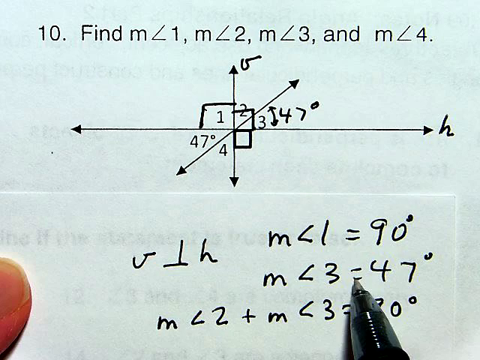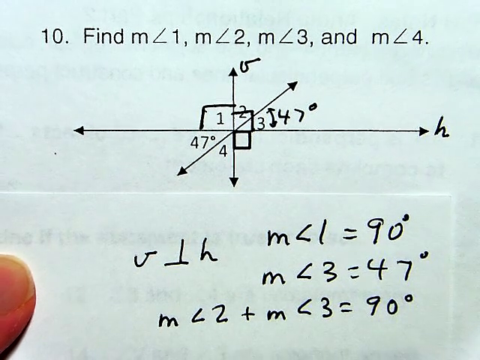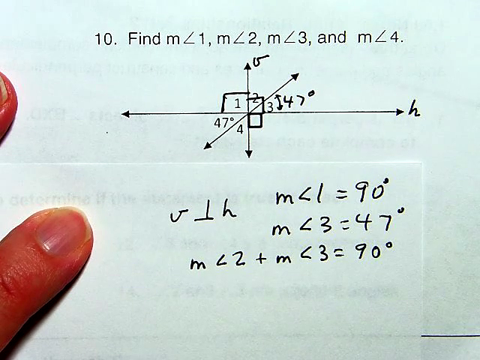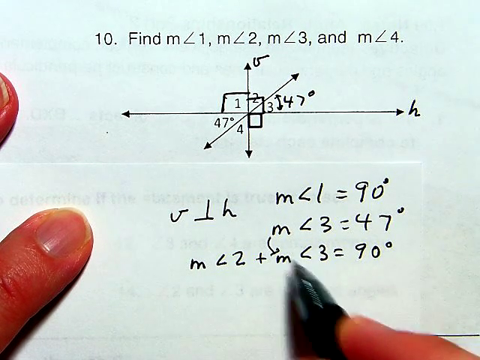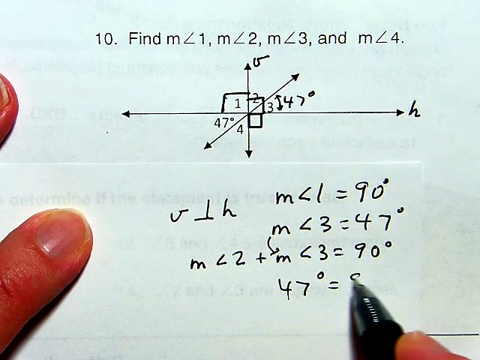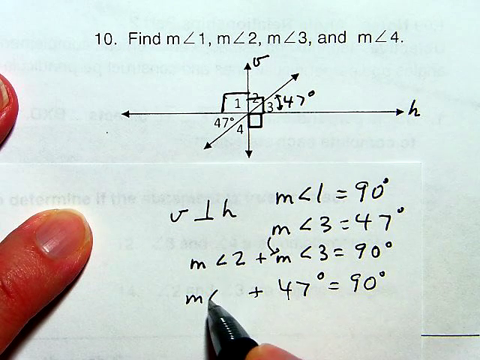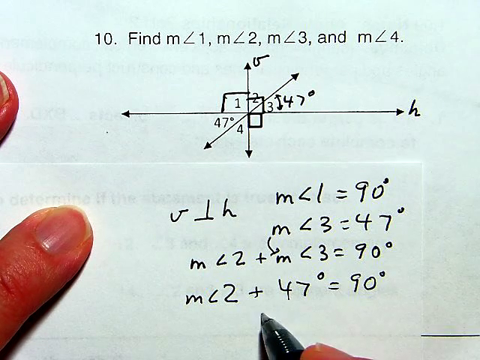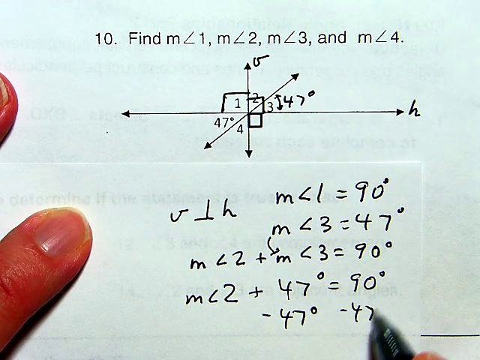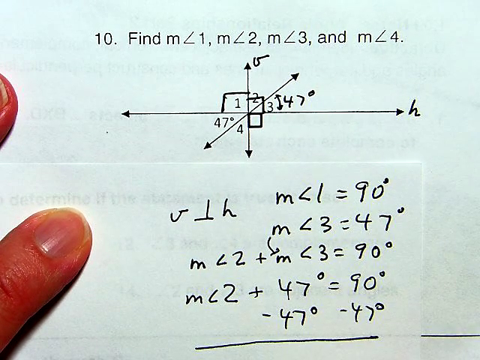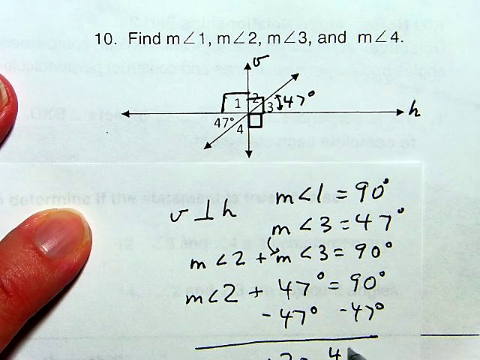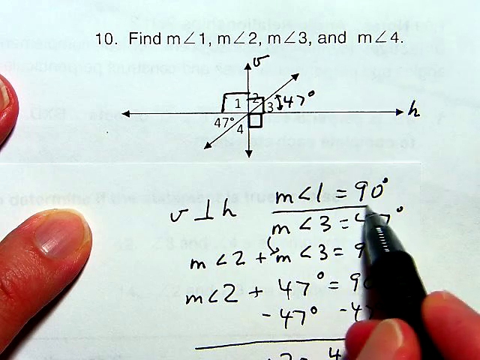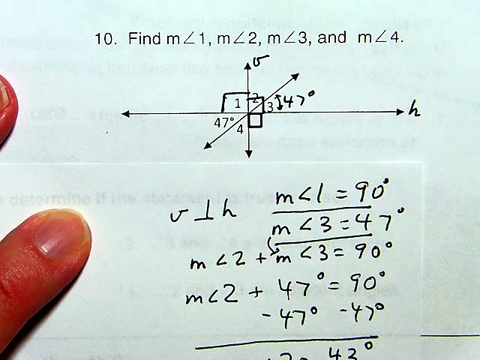And we've got here that the measure of angle 3 is 47 degrees. Well, that sounds like it's enough information to maybe solve for angle 2, and it is. So let's go ahead and substitute in here 47 degrees. And we have this new equation, the measure of angle 2 plus 47 degrees equals 90 degrees. Let's subtract 47 degrees from both sides. And that gives us that the measure of angle 2 is equal to 43 degrees. Well, we've got that. So we've got measure of angle 1, measure of angle 3, measure of angle 2.